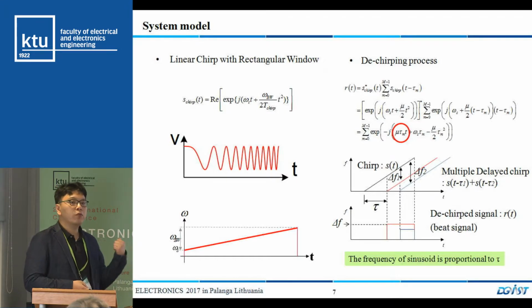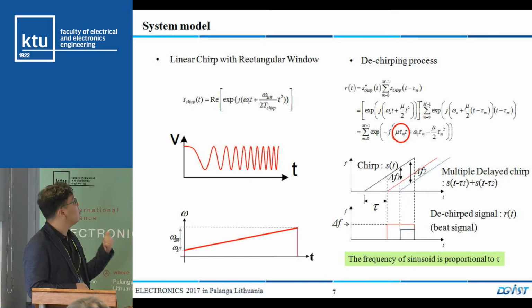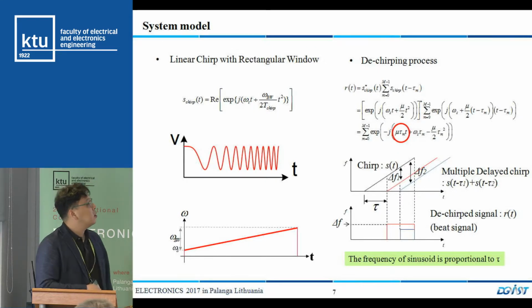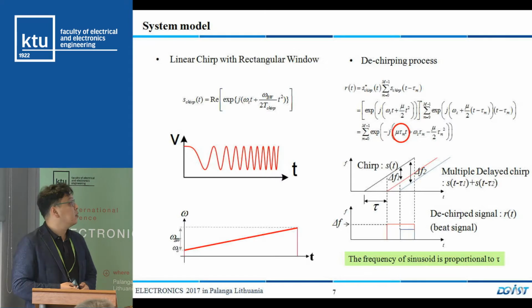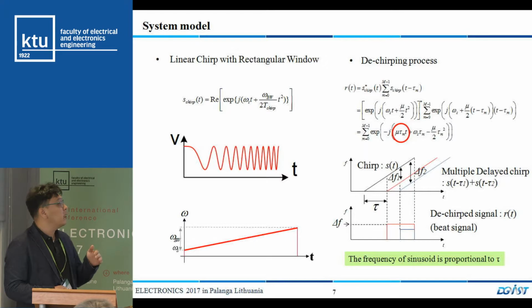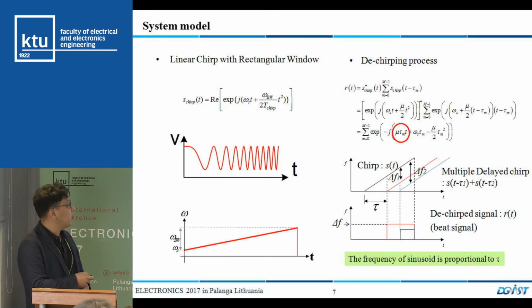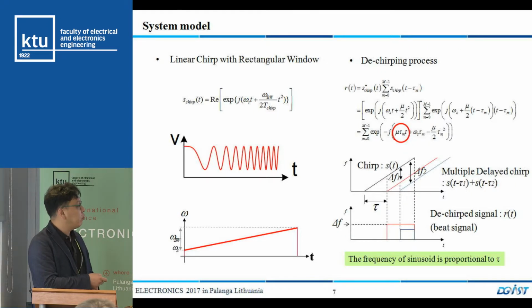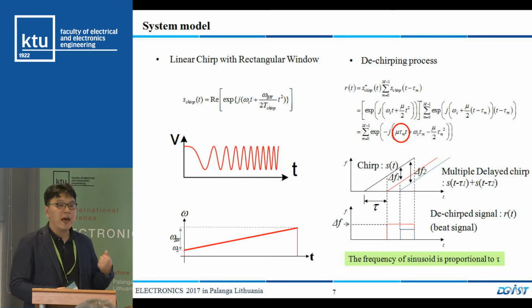To understand the super resolution algorithm, we use the system model like this. The transmitted signal uses a linear chirp with a rectangular window. The chirp changes the frequency from low frequency to high frequency. In the RX part, we use the dechirping process. The dechirp process means that the transmitted signal is multiplied by the received signal. Finally, we can obtain a sinusoidal signal. The frequency of the sinusoid is proportional to the delay time.